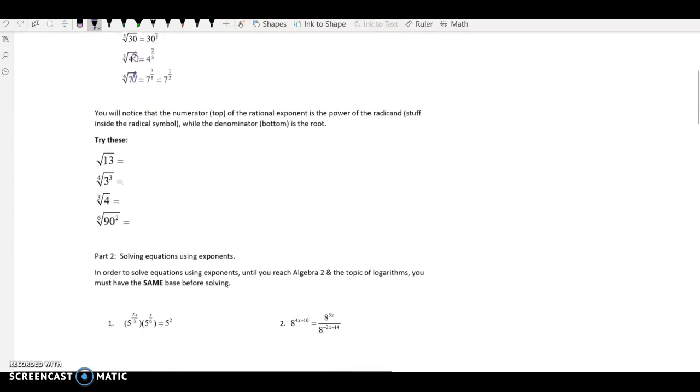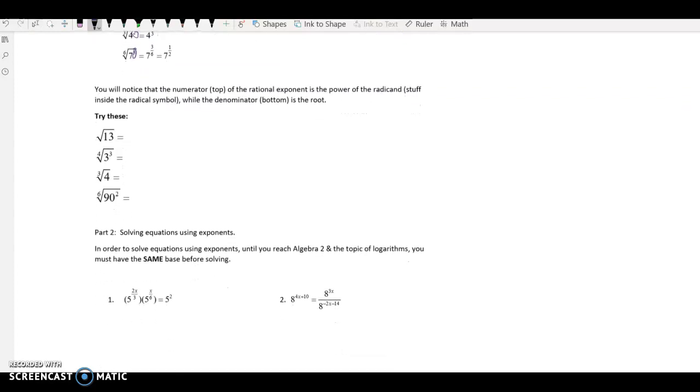So let's try these. The square root of 13. Well, we know there's an invisible 2 outside and a 1 inside, so that's 13 to the 1/2 power. This next one will be 3 to the, ooh, that one's harder, 3 to the 4/3 power. This next one will be 4 to the 1/3. And I want you guys to go ahead and try number 4 on your own.